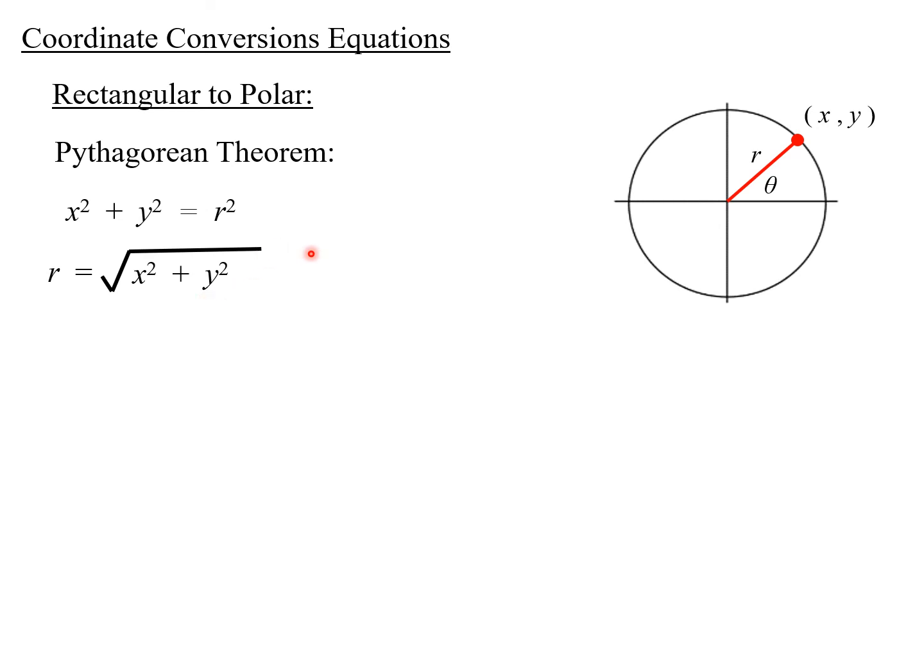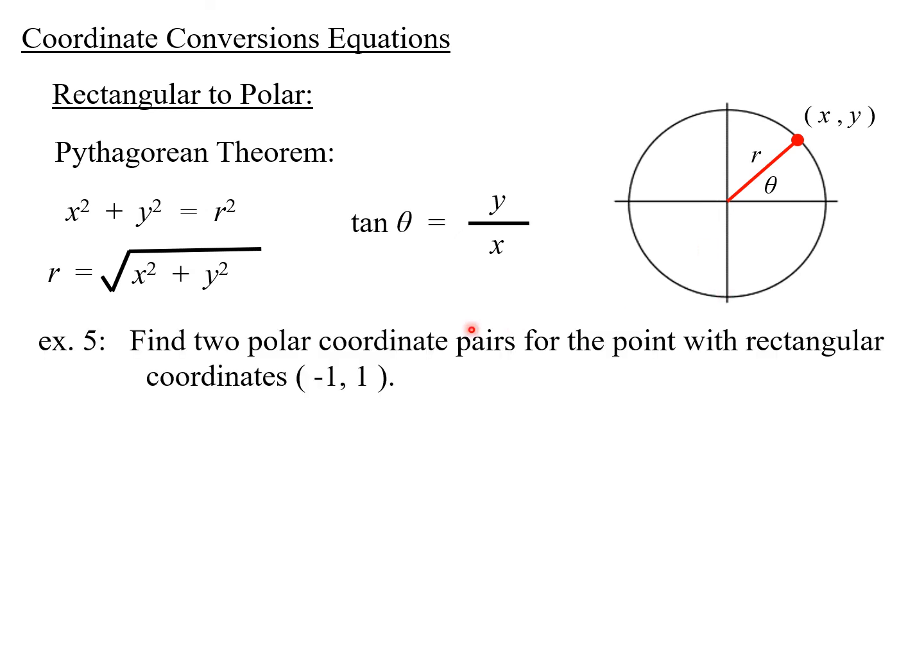To find the angle theta, we're going to use a tangent function from SOHCAHTOA. Tangent is opposite over adjacent, or y over x. So let's use this to find two polar coordinate pairs for the point with rectangular coordinates negative 1, 1.